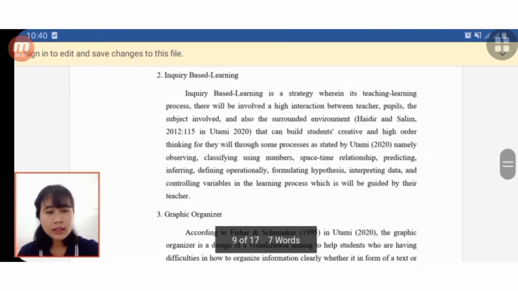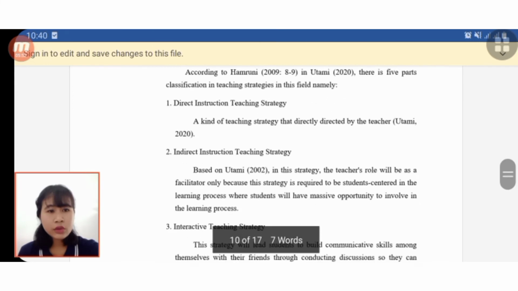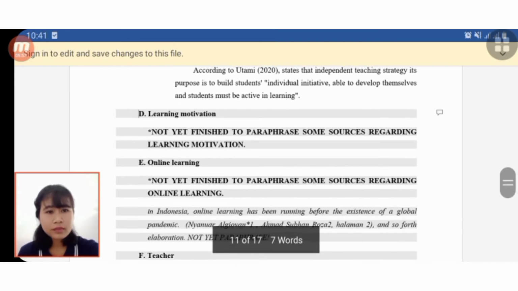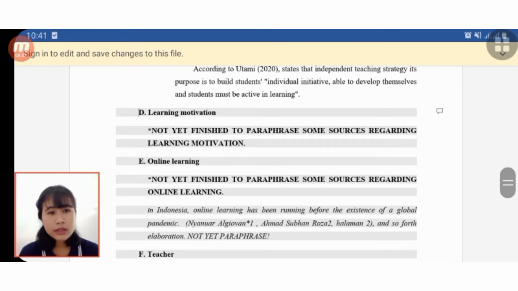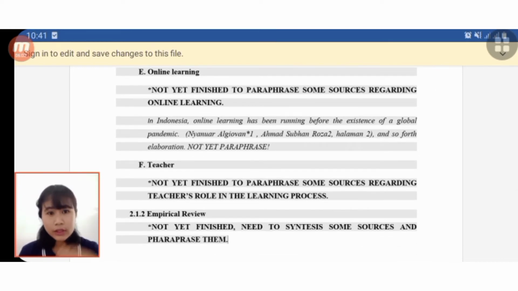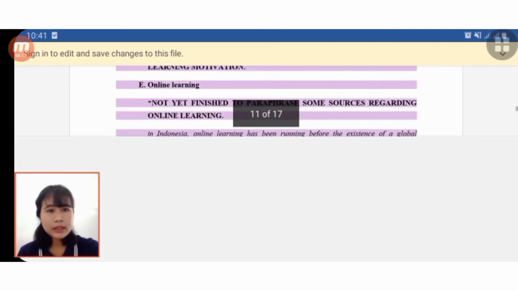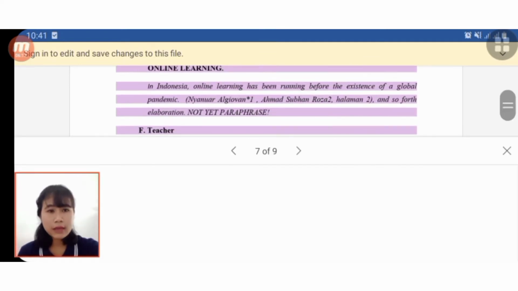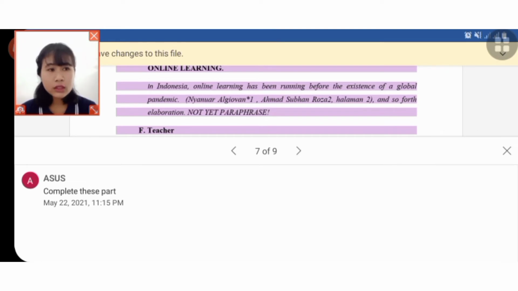Next is my comment on your learning motivation, online learning, teacher part in theoretical review. Here you have not written it down yet. So my suggestion is, you should complete this part, because this is very important, and also the empirical review, because that part is really important.